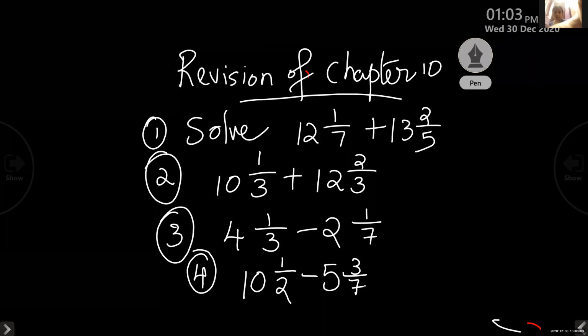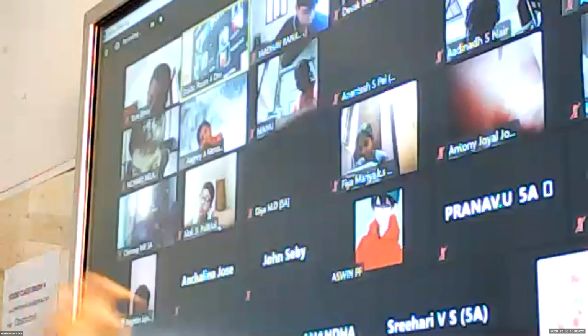Ma'am, only this much, right? Yeah. After this, we will do multiplication and division. First, we are doing 2 questions of addition and 2 questions from subtraction. Then after, we will do. Ma'am, which class is this? This is 5A.